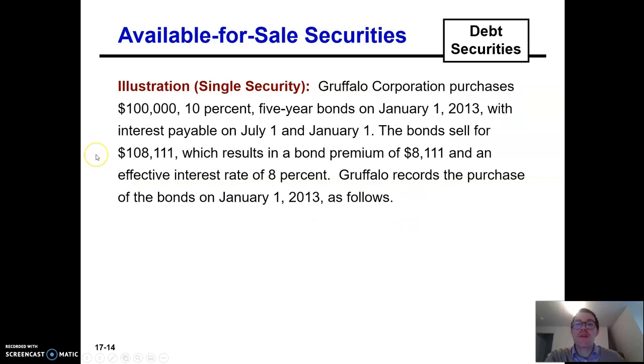Example, Gruffalo Corporation buys some bonds here. They're $100,000 bonds. The bonds sell for $108,111, so they got a premium there. And there's some other details there we might need. When we buy it, let's record the purchase. Pretty simple, right? Debit the debt investment account and credit your cash.